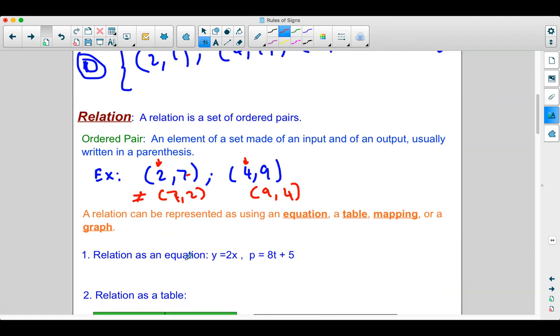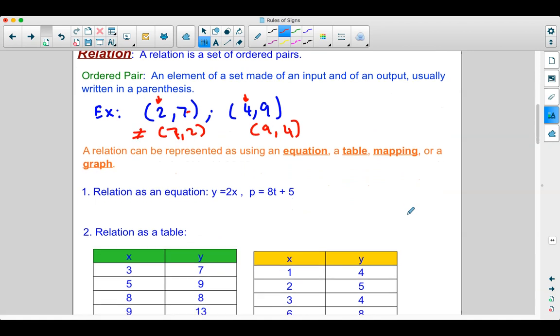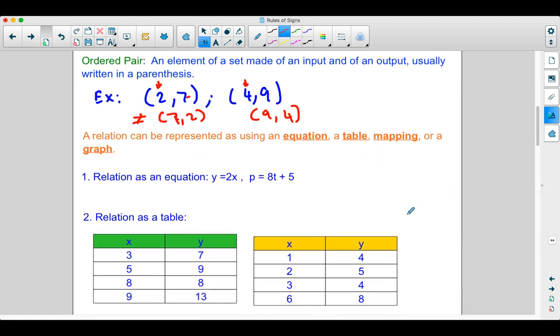Now, there are several ways that you can represent a relation. It can be represented using equations, tables, mappings, or a graph. You might be familiar with equations already. So here are two examples of relations that are written as equations: y = 2x and p = 8t + 5.